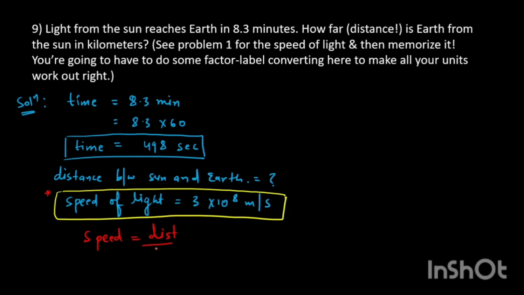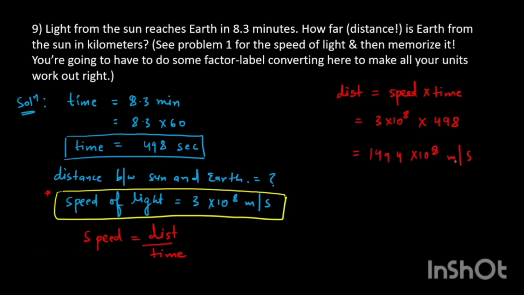We have to find the distance, so distance is going to be speed into time. Speed is 3 into 10 to the power 8 meters per second. We simply multiply it with the time, which is 498 seconds. When we multiply it, we get 1494 into 10 to the power 8 meters. We can also write it as 1.494 into 10 to the power 11 meters.